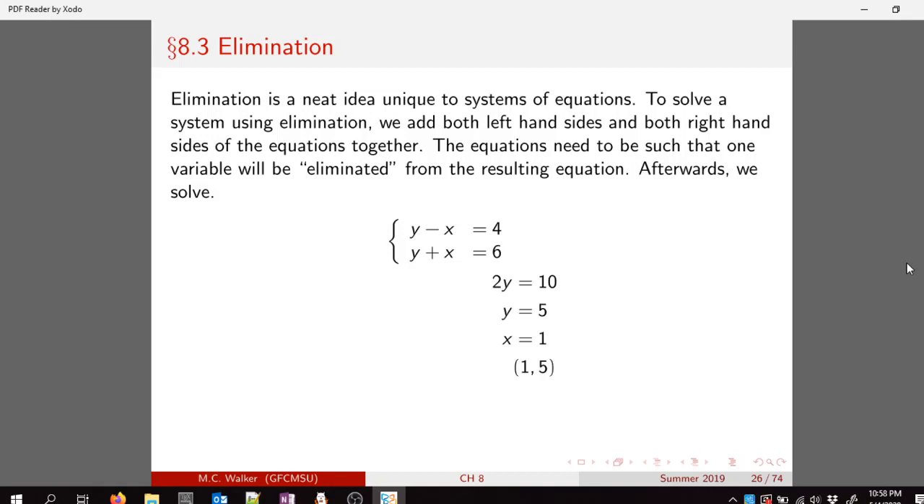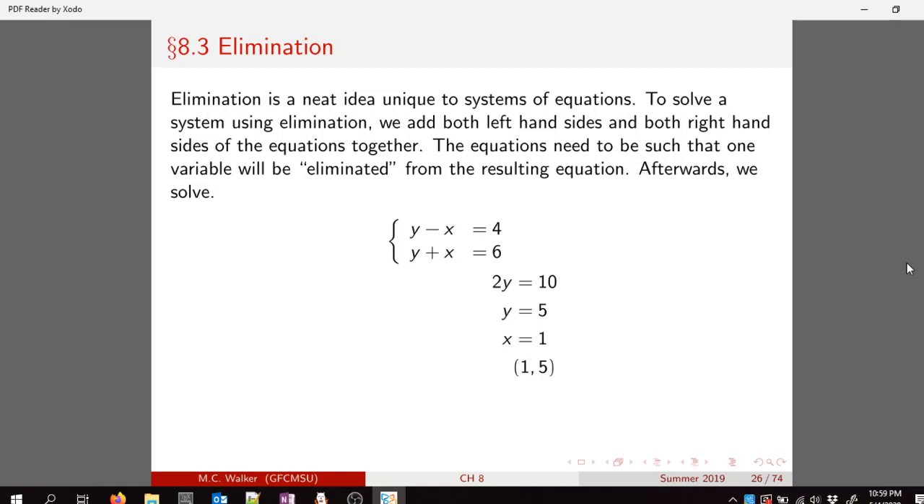Hey everyone, in this video we're talking about elimination. Now elimination is this kind of neat idea that's unique to systems. Substitution, we've done that outside of systems of equations before. Elimination, we really haven't seen before.